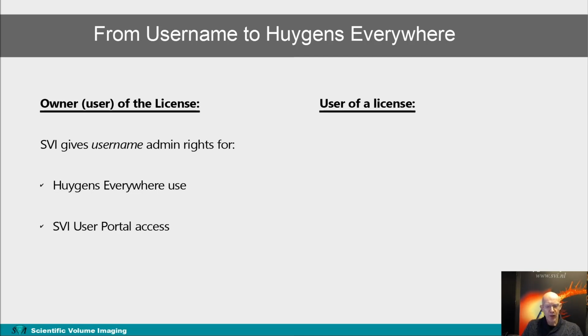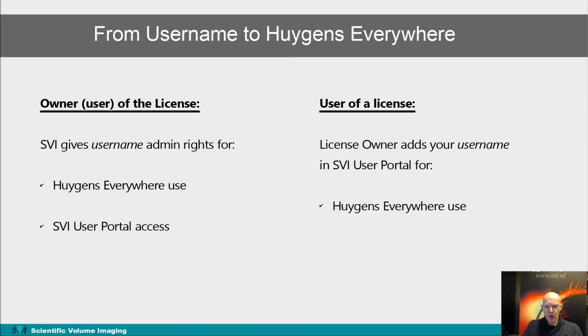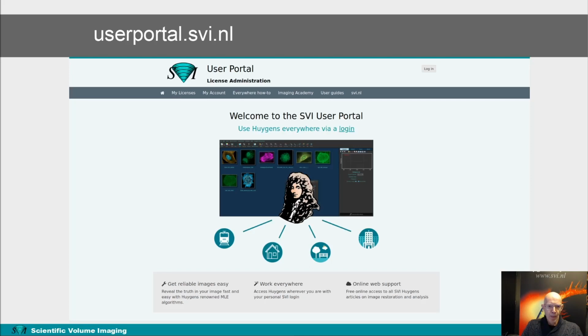If you are a user of Huygens Everywhere, you need to send your username to the license owner. He or she can then give you permission to use Huygens Everywhere by adding your username in the SVI user portal. The license owner is in full control of the use of Huygens Everywhere via this SVI user portal.